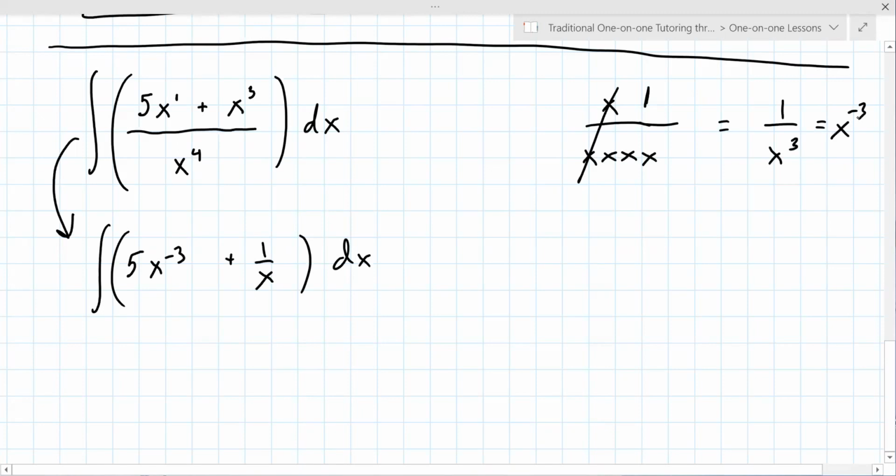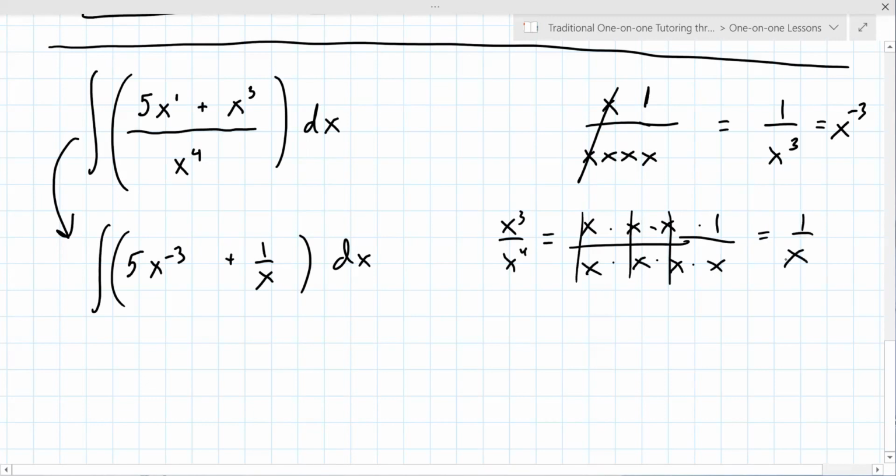Okay. Okay, did you get 1 over x? Because x cubed over x to the 4th, you can just diagram this: x times x times x over x times x times x times x. So, you know, a bunch of things cancel and you get 1 over x. Okay.